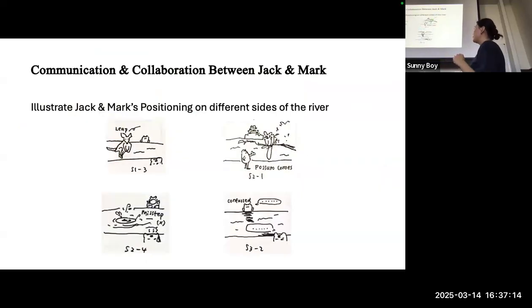Another interesting thing I want to share from my storyboard is how I try to demonstrate communication and collaboration by positioning Jack and Mark on different sides of the river. At the beginning, they always stand on two sides of the river, and generally Mark stands a bit forward, and then Jack probably hides in the bush or somewhere a bit in the back. Because it's also relevant to their personalities. Mark is always overconfident and gives very positive suggestions, though sometimes they're not very good.